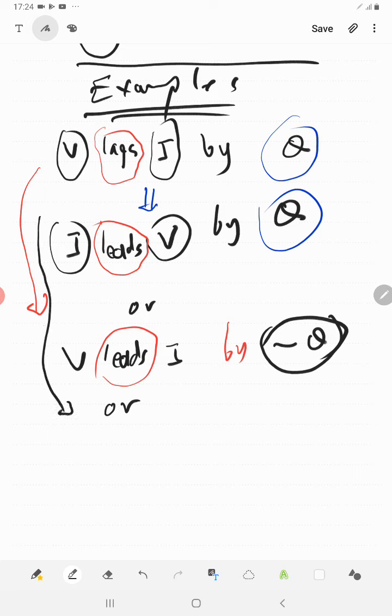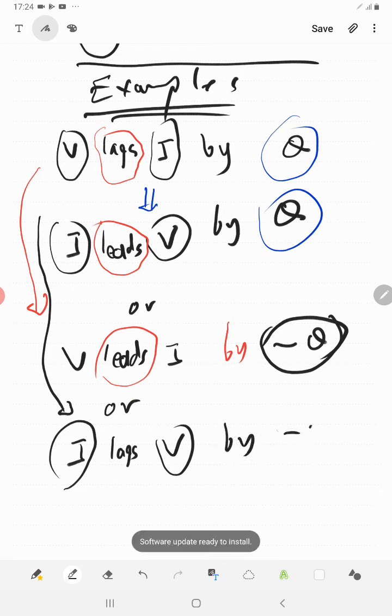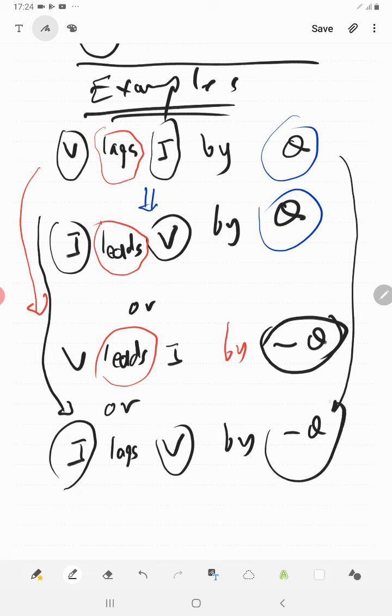Or we swap I and V and don't change the wording lags. So we did this operation, I swapped with V, but lags did not change, and theta did not change to minus theta. We did the operation here, okay? So only two operations you do.